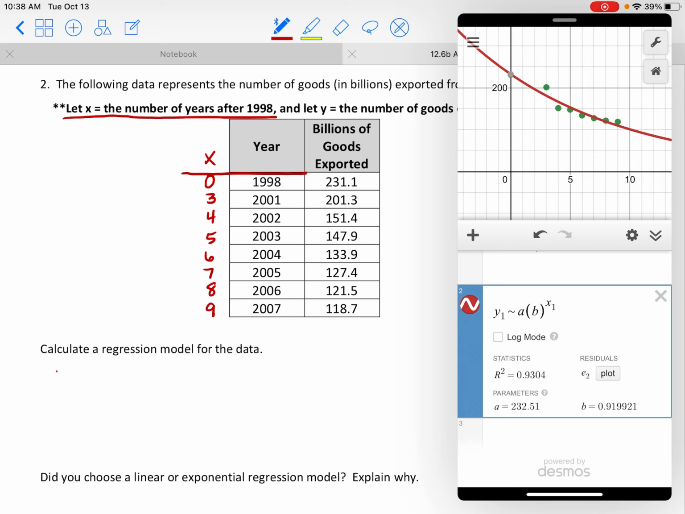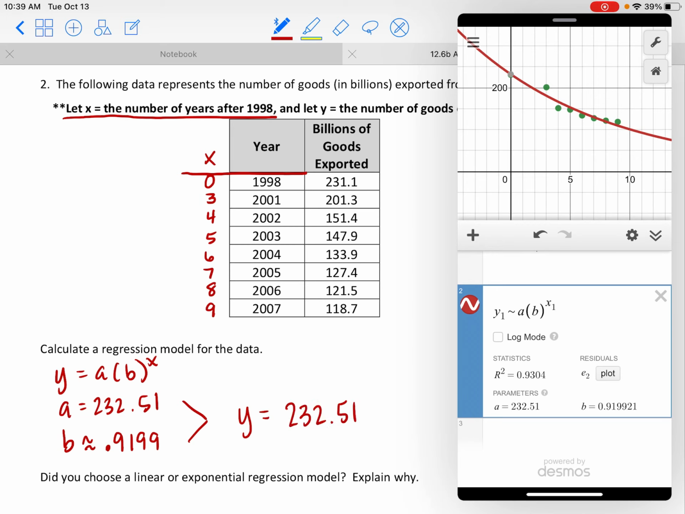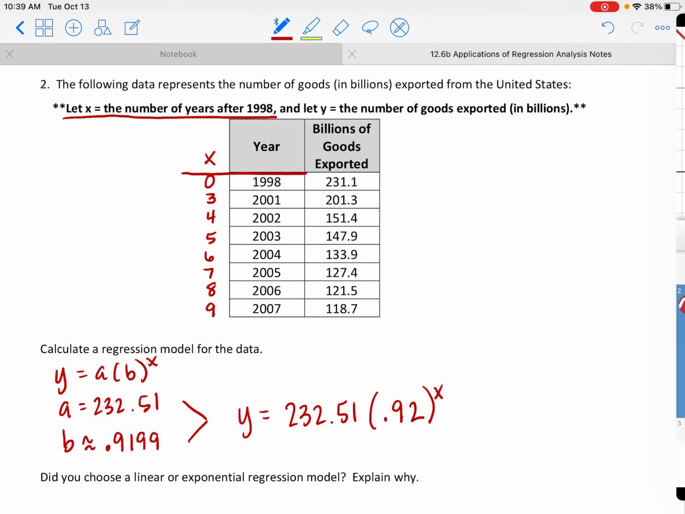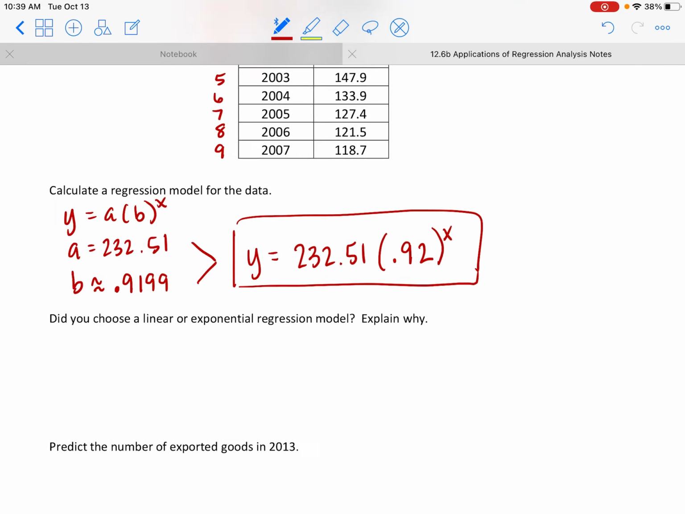And the exponential model is supposed to be in y equals a times b to the x form. And it tells us that a is going to be 232.51. And it tells us that b, I'm going to round this one, is going to be approximately 0.9199. So I'm going to put those together and say my model is y equals 232.51 times 0.92 to the xth power. So that is my model.